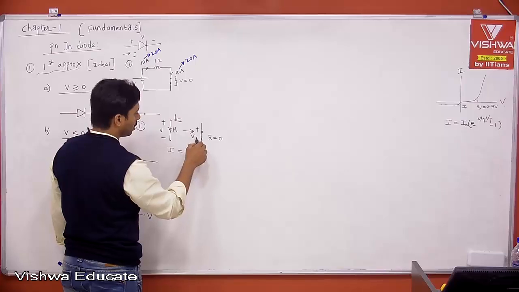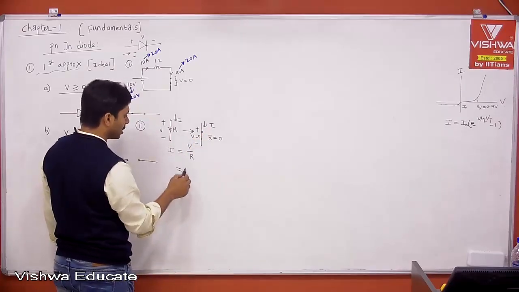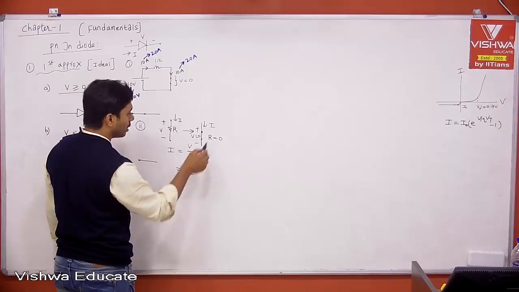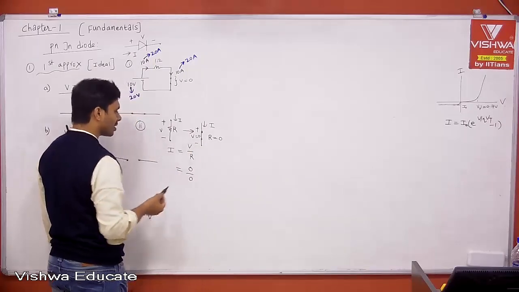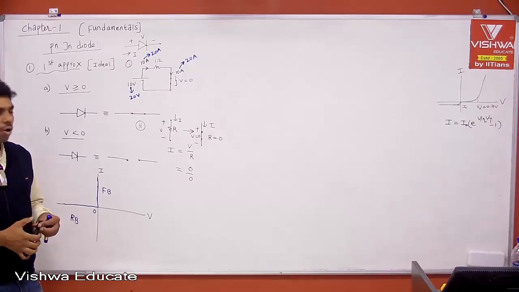The voltage is also 0. Then what is the current? If I ask for the current, using the same equation, current is equal to voltage, which is 0, divided by resistor, which is 0. Then what is 0 by 0? Right? This is according to Ohm's law.